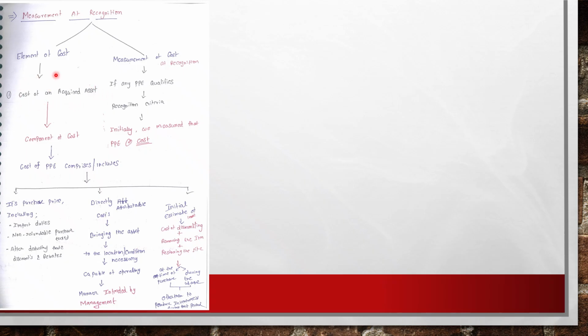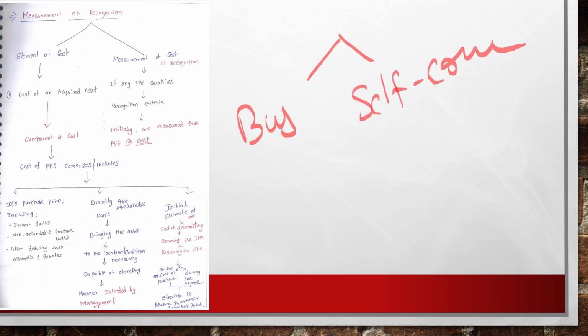In the cost element, we should see what the costs on acquisition of the asset are. We should see how it is bought. Suppose there are two different cases: one is that we can buy the asset from outside, or we can self-construct. This self-construction I will explain in the next slide. First we will see this part by part.